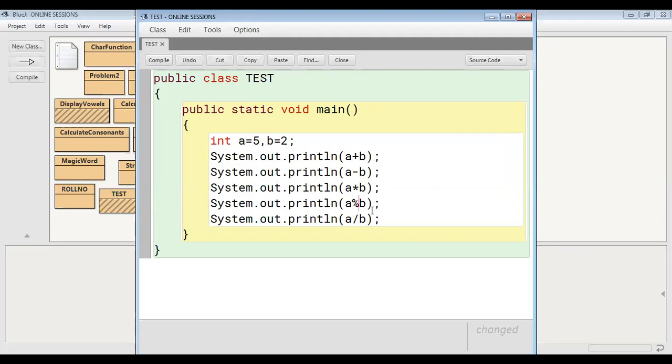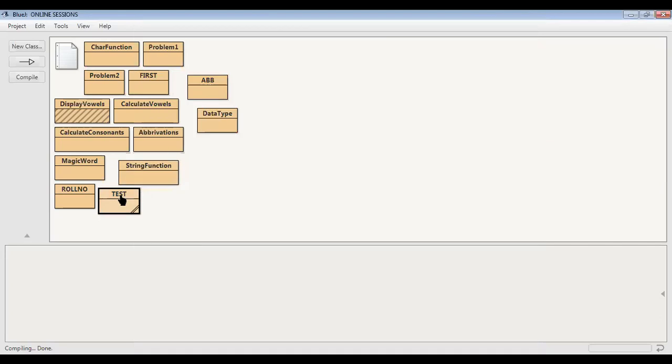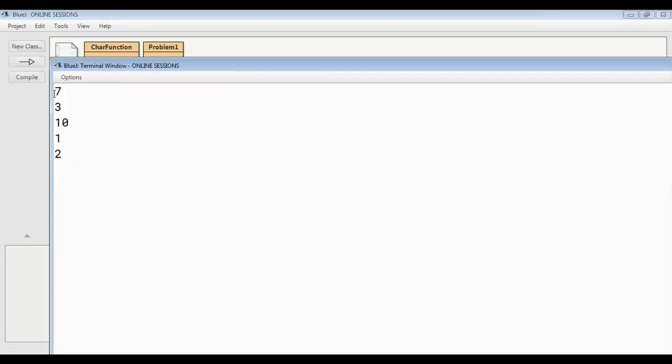So 5 modulo 2 will be 1. Remember that 5 modulo 2 will be 1. So all are correct. Remember, the first is addition, second is subtraction, third is multiplication, fourth is modulus, and the fifth line is our division. See what we get. Addition is right, subtraction is right, multiplication is right, modulo is right, the answer is 1.